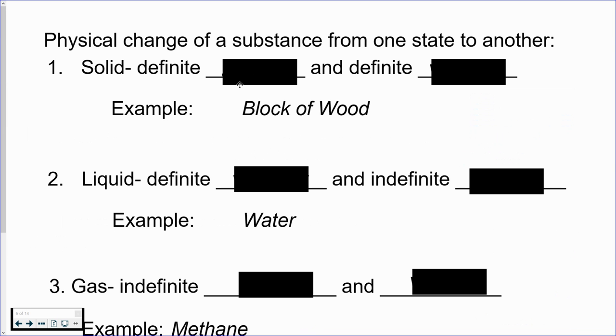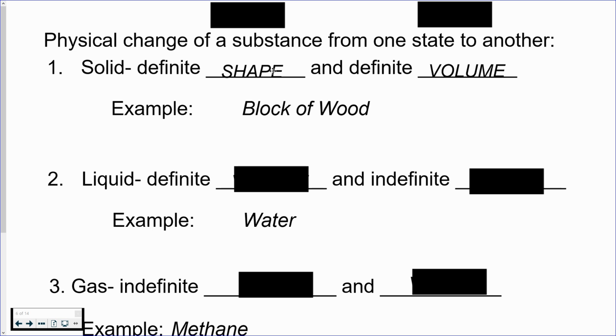So a physical change can change a substance from one state to another. Okay, so for example, a solid has a definite shape and a definite volume. So what does definite mean? It means that it's a defined shape for a defined volume. Okay, it's going to have the same shape and volume, meaning if I had a block of wood, I know the shape and I know the volume at all times.